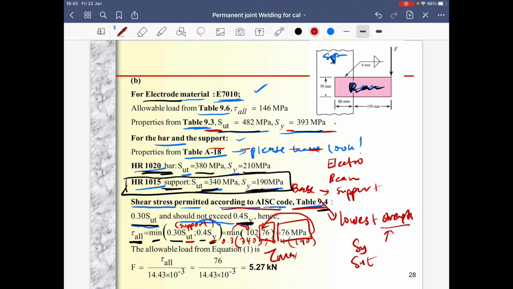You just calculate again: tau max equals tau allowable. We know that our tau max, which we calculated earlier, is 14.43 times 10 to the power of minus 3 F, equal to 76. So we bring down 14.43 over 76, then you get 5.27 kilonewton. This is the allowable load if we know the material properties of the specific components, which are the bar, the support, and the electrode. That's all for this question.